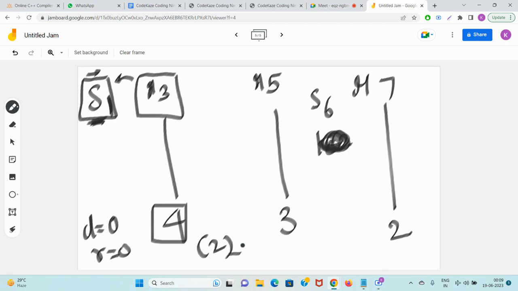So you reduce 2 minus 1 equal to 1. But still 1 is left. Left soldiers are not able to satisfy the requirement. So you will check on right.